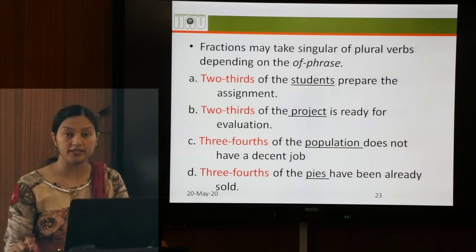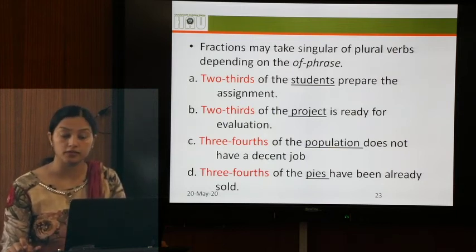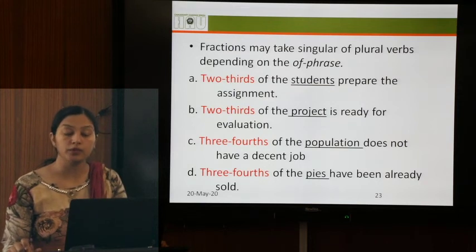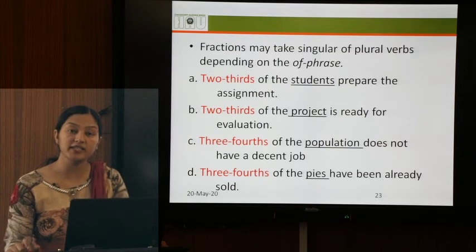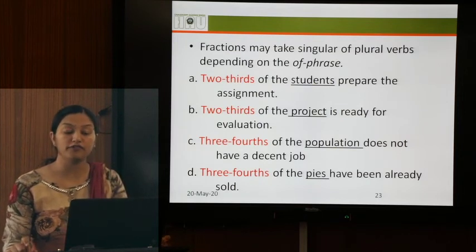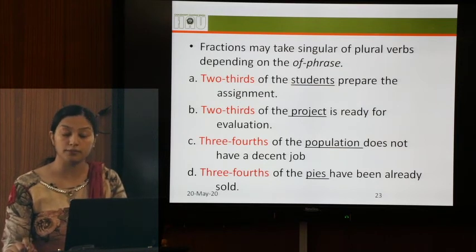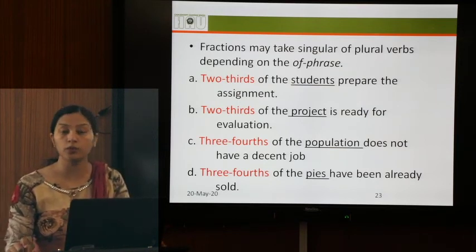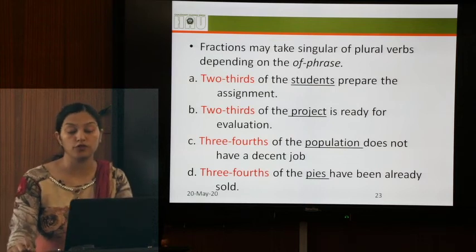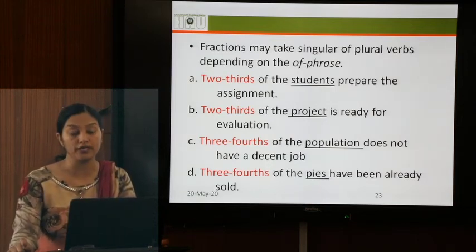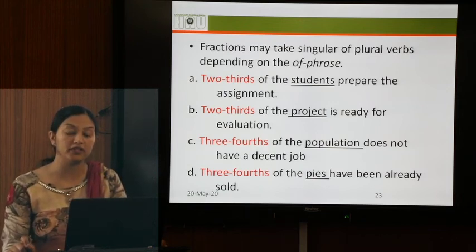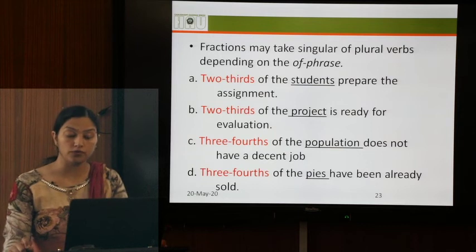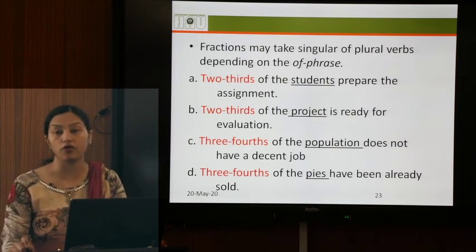In the first sentence, it was plural, students. So with that plural subject, we are using a plural verb, prepare. And in the second sentence, of course, our fraction is the same, but the of phrase is a singular subject, so we are using a singular verb. So, 2/3 of the project is ready for evaluation. 3/4 of the population does not have a decent job. 3/4 of the pies have been already sold.